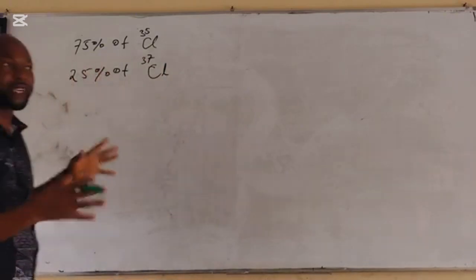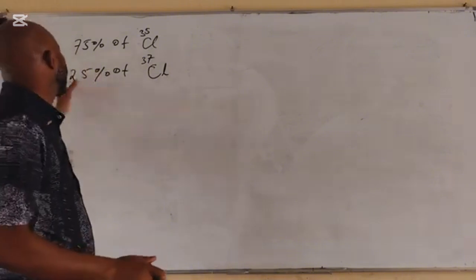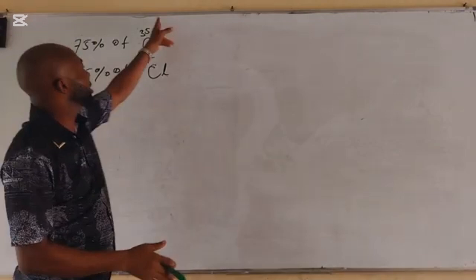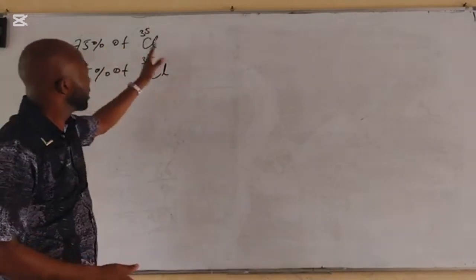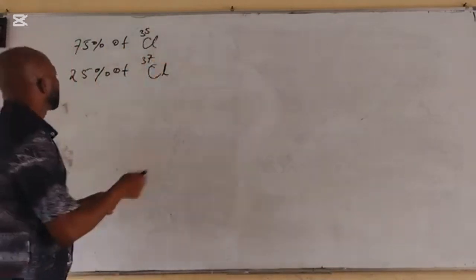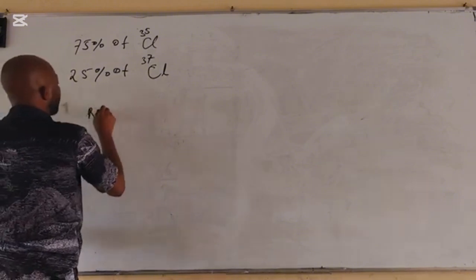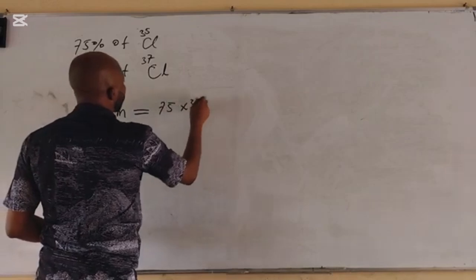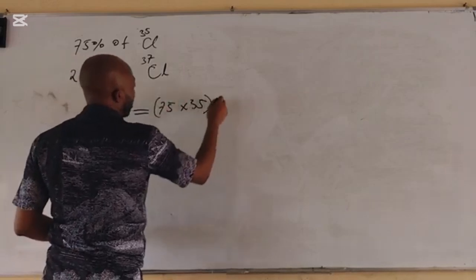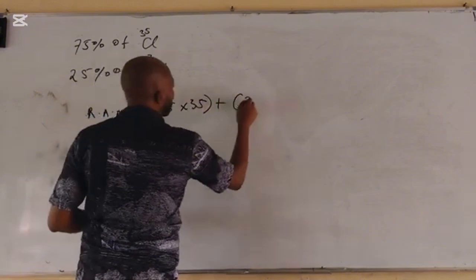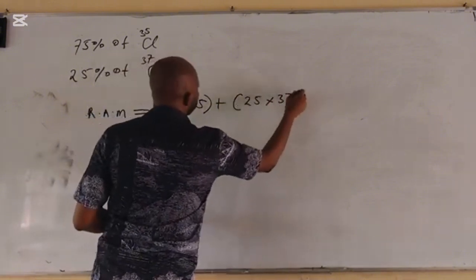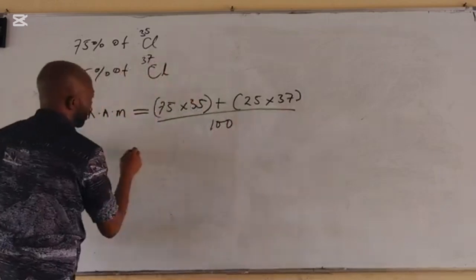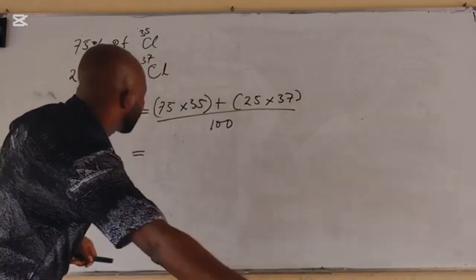Now, in this one, we're dealing with percentages. The total percentage here is 100. So it's still the same thing. The percentage multiplied by the mass number, and the percentage multiplied by the mass number, over the total percentage. So the relative atomic mass becomes 75 times 35 plus 25 times 37 all over 100. And let's see what we get.